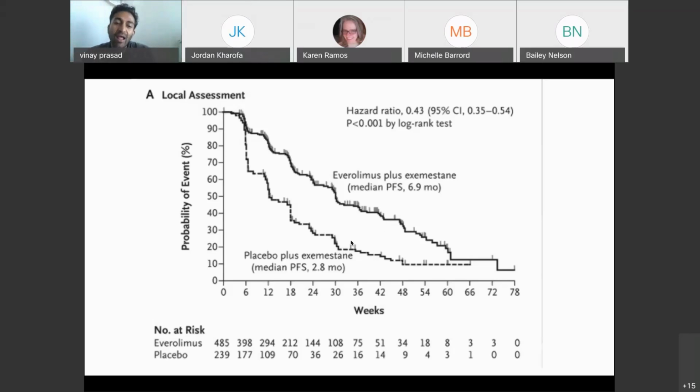Doesn't improve OS. Here's a clue. What are these numbers? They always have these numbers at the bottom of these Kaplan-Meier curves. What does this even mean? So 485 people started this randomized trial in one arm, 239 in the other arm.